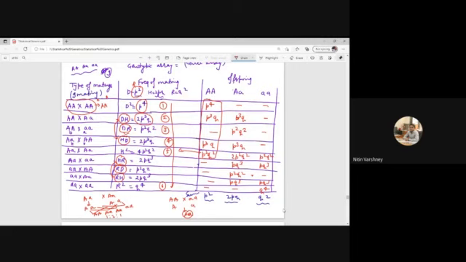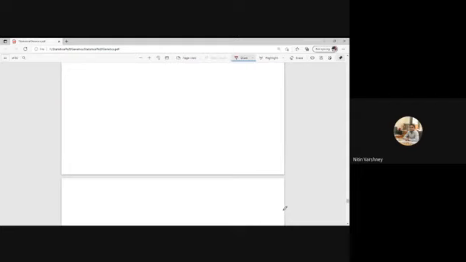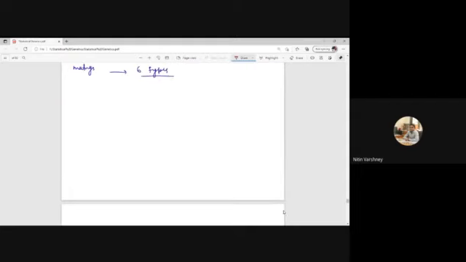And the same procedure will be there. We will make all types of matings. So all types of matings will be capital A cross capital A, capital A cross capital A small a, capital A cross small a, then capital A small a cross capital A small a, capital A small a cross small a, and small a cross small a. So these are 6 types of matings.